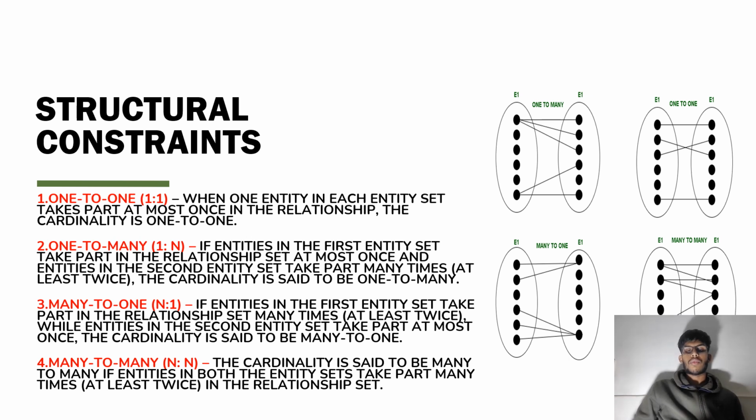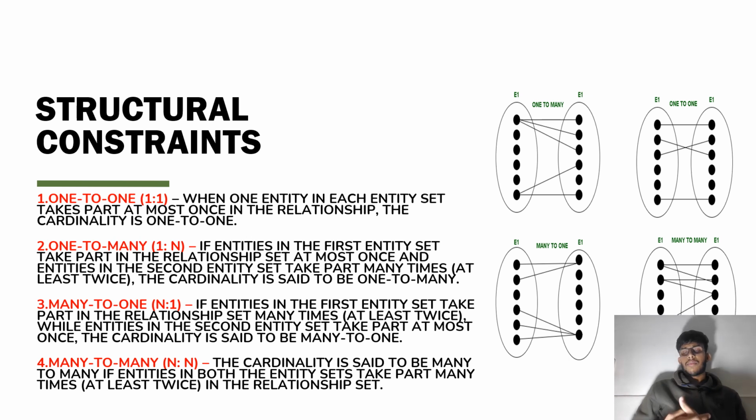The second one is 1 to many. If entities in the first entity set take part in the relationship set at most once, and entities in the second entity set take part many times, at least twice, the cardinality is said to be 1 to many. We can see here that one attribute of the first entity is connected with three attributes of the second entity. Like that only, this is also connected two times in this entity. So this is 1 to many.